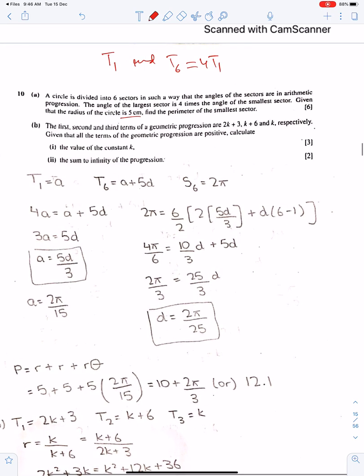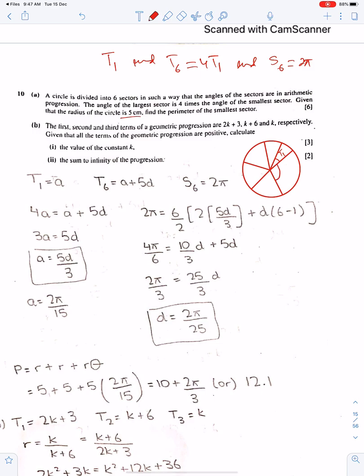So this equation is given, and you all know the sum of angles of a circle is 2 pi. There are 6 sectors. You can suppose this as sector 1, so this is T1. Then this will be the second sector, third sector, fourth one, the fifth one, and this is the sixth one. So the angle of the sixth sector is 4 times that of T1. So this is equation number 1, and this is equation number 2, because the sum of angles of a circle is always 2 pi. So by using these two equations, we can get the value of A and D.